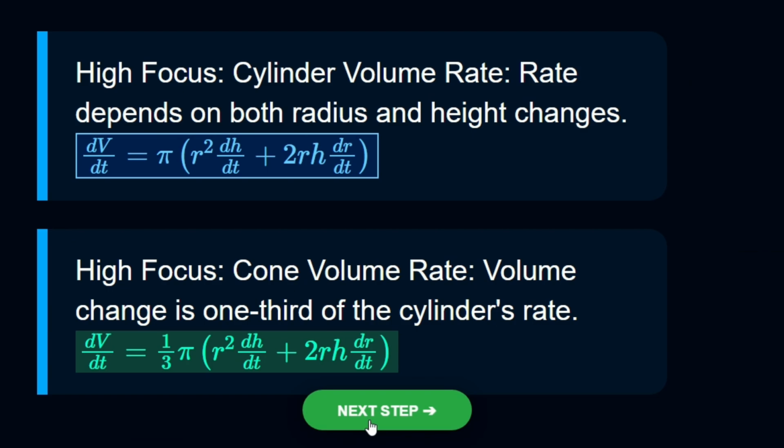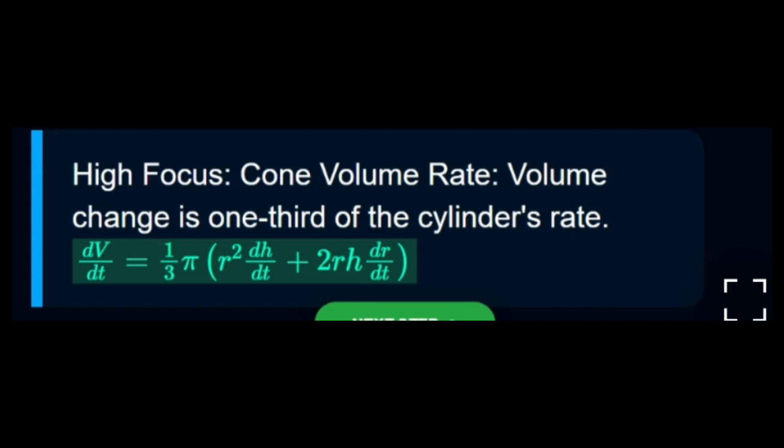Next, rate of volume of cone. The change is 1/3 of the cylinder's rate. So dv by dt is equal to 1/3 of pi into r square dh by dt plus 2rh dr by dt.